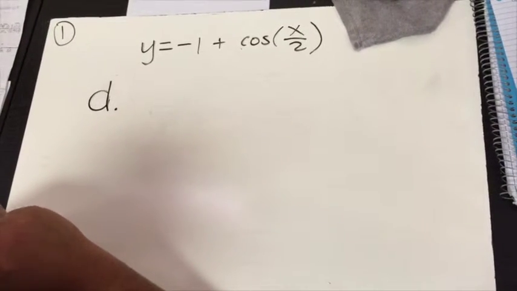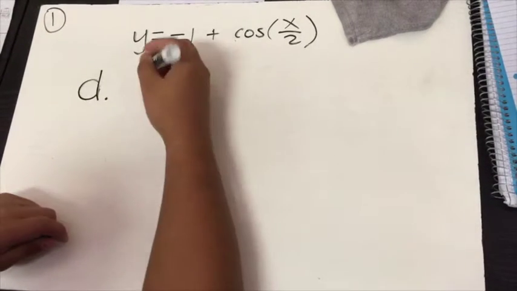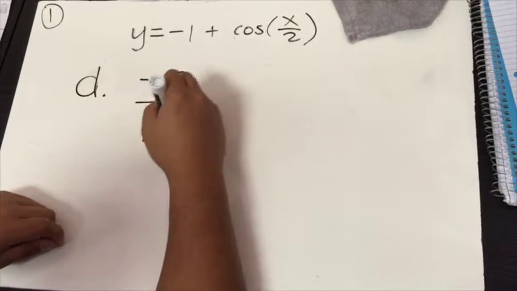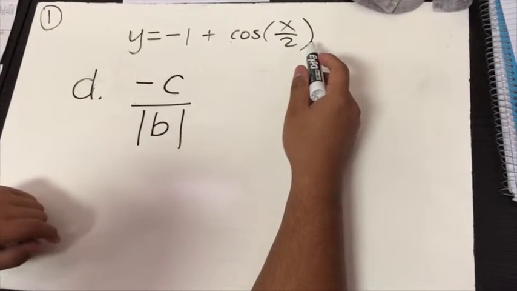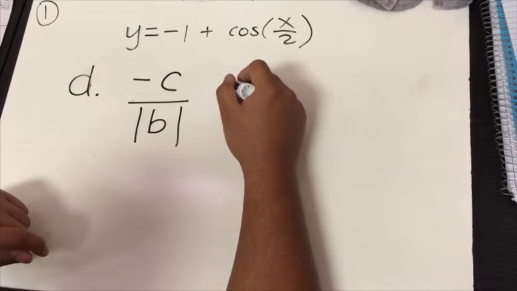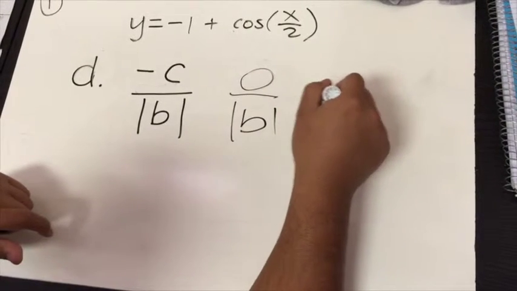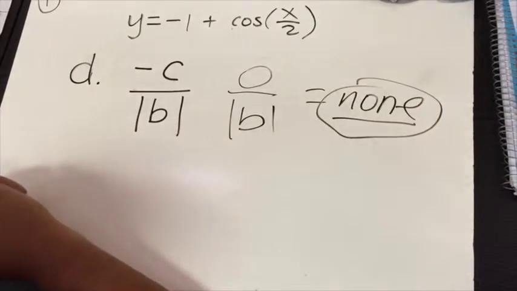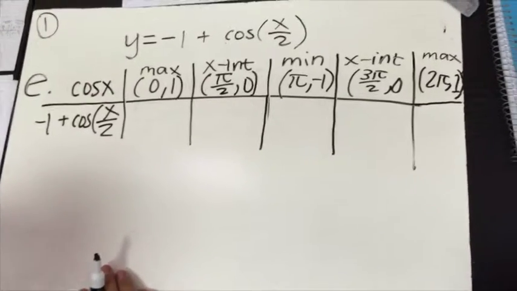Okay, so explain the phase shift of each function. Okay, so the phase shift formula is -c divided by the absolute value of b. Okay, so in this case, we don't have a c. So there would be nothing, so it'd be 0 divided by b, and anything divided by 0 is 0, so there is no phase shift, none. Okay, so we're going to go ahead and graph the function.